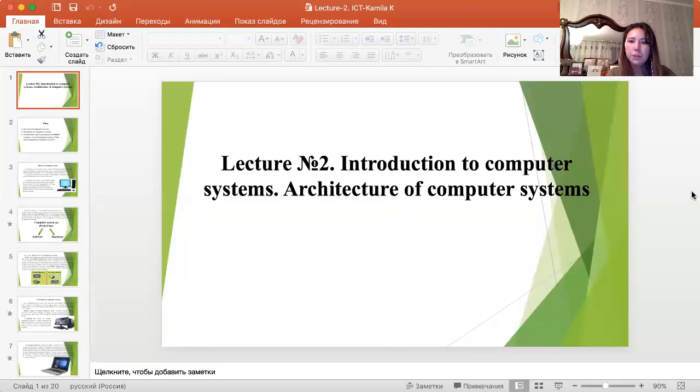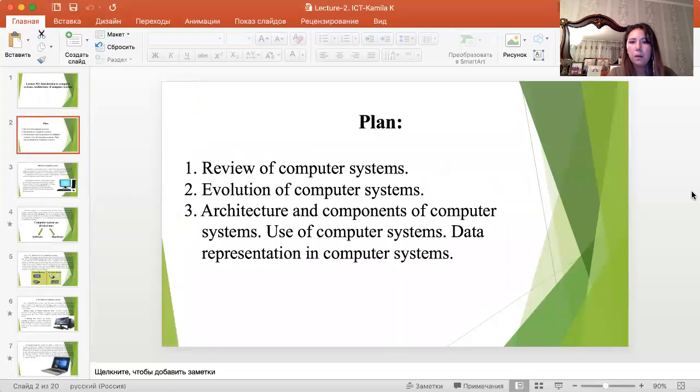Introduction to Computer Systems, Architecture of Computer Systems. Unit one consists of review of computer systems, evolution of computer systems, architecture and components of computer systems, use of computer systems, data representation in computer systems.